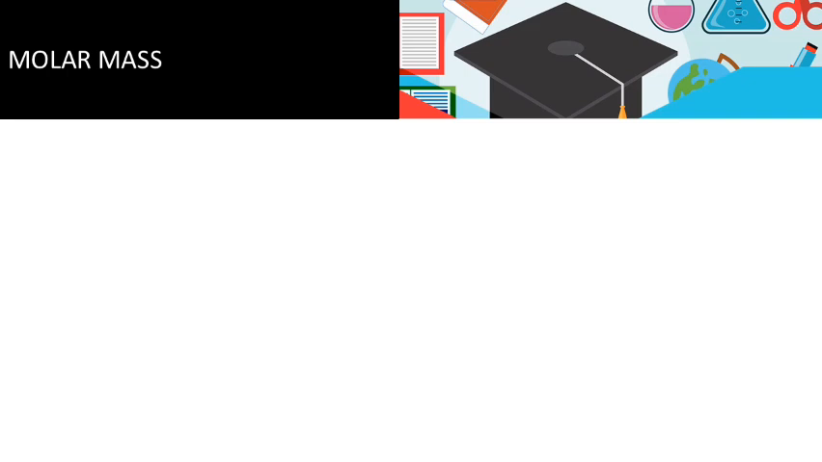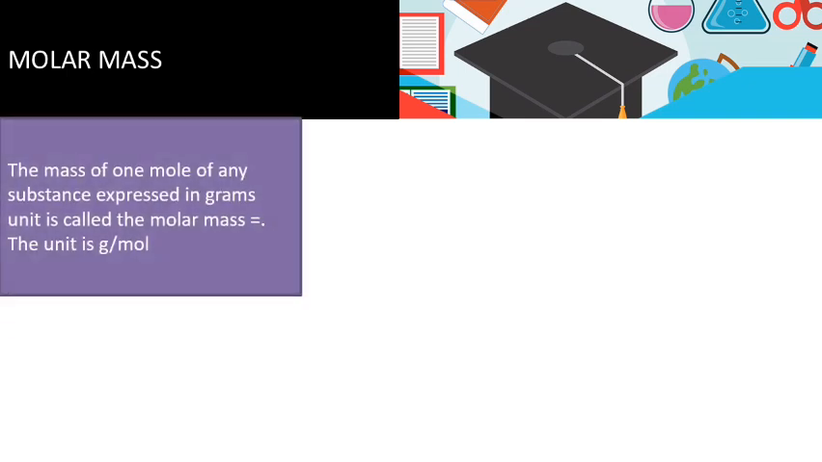Let's look at the meaning of molar mass. The mass of 1 mole of any substance expressed in grams is called the molar mass. The unit is gram per mole. So that's it. Let's also talk about one or two examples.